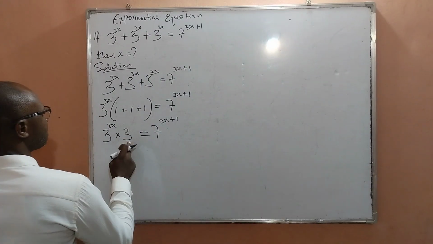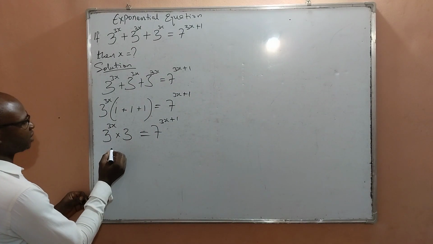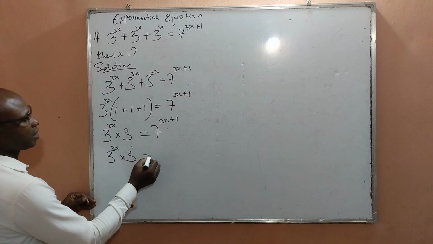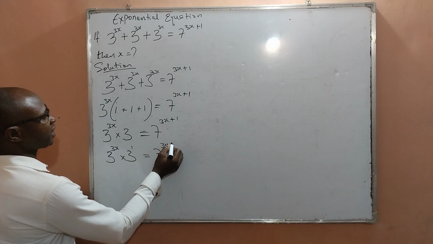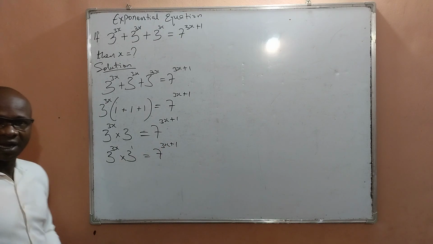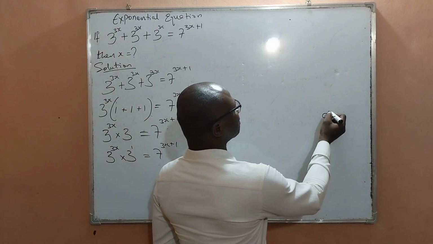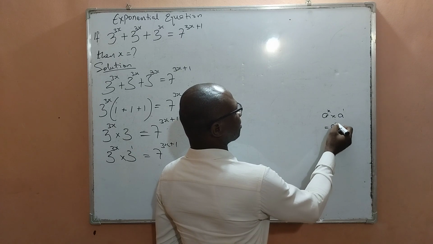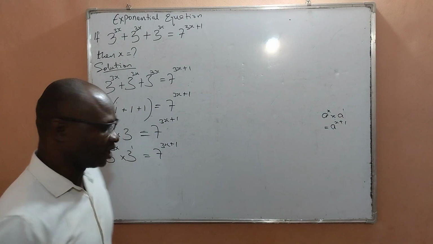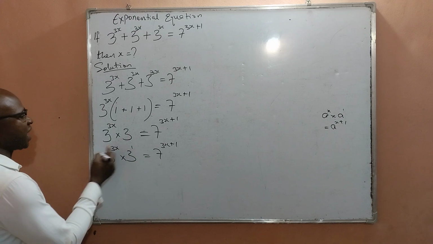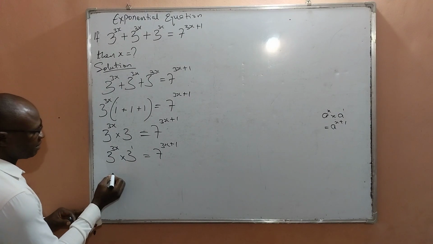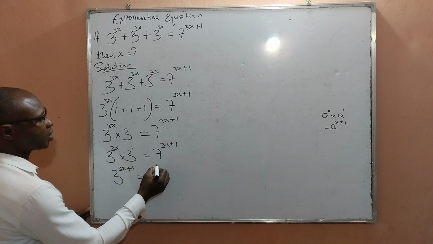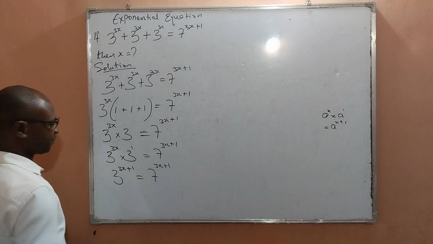But then here, 3 is the same thing as 3 to the power of 1, so I write 3 to the power of 3x multiplied by 3 to the power of 1 equal to 7 to the power of 3x plus 1. Again, by law of indices, a raised to the power x multiplied by a raised to the power 1 is equal to a raised to the power x plus 1. It is a law in indices. Because the bases are the same, I will add up the powers, meaning it can be written as 3 to the power of 3x plus 1 equal to 7 to the power of 3x plus 1.